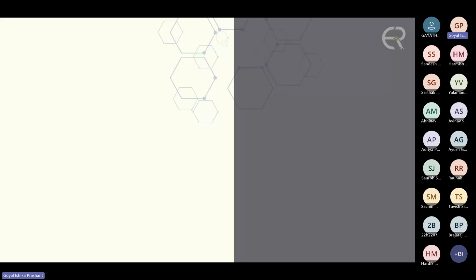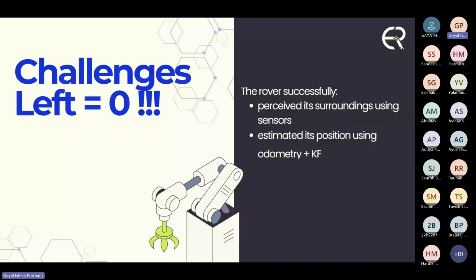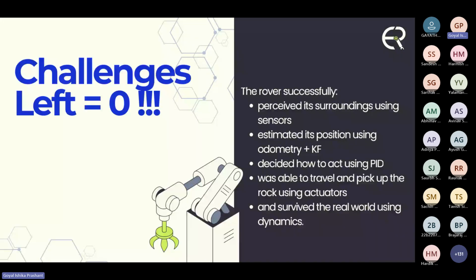So that's it. The rover was able to cover all of its challenges. It successfully perceived its surroundings by using its sensors. It was able to estimate its position using odometry and Kalman filtering. It was able to decide how to move and act using PID. It was able to travel and pick up the rock using its actuators. And it survived the real world by using dynamics.